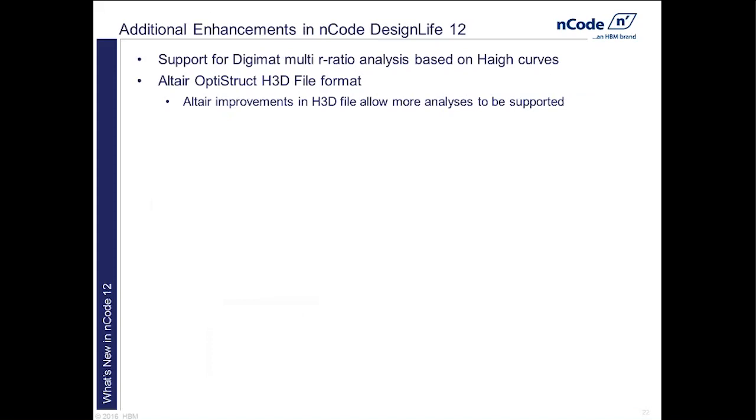A couple of additional changes within DesignLife. We've added some support for multi-R ratio analysis from Digimat. So if you're looking for short fiber composite analysis, you can now do multiple R ratio analysis from those materials directly from Digimat. And we've also added some improvements to the support for Altair's OptiStruct H3D file.